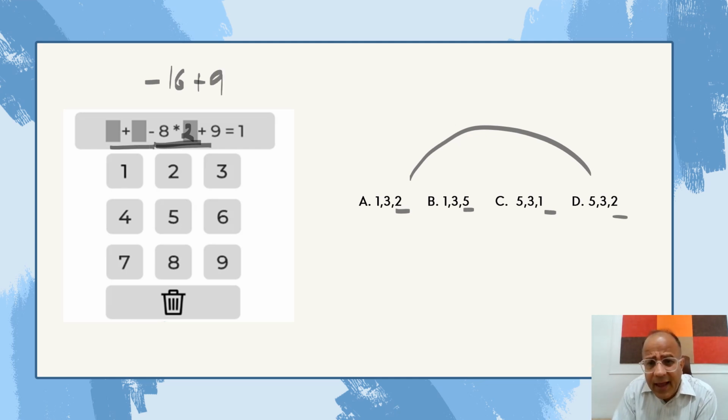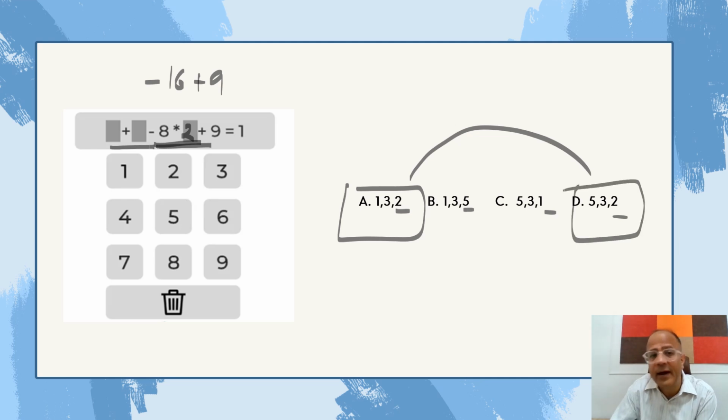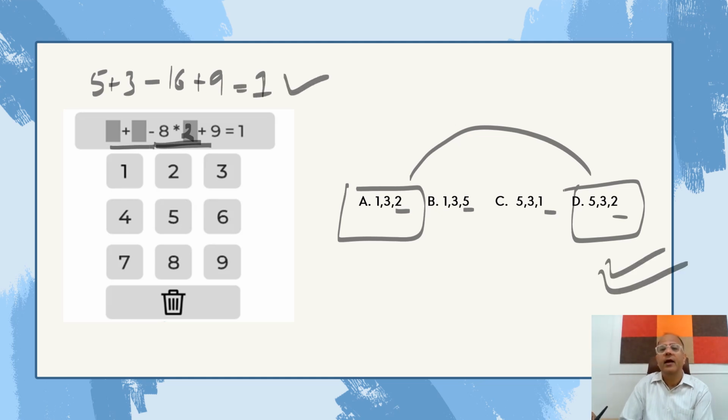Minus 7, and straight away when you just say minus 7, this is not going to add up. This is the one which is going to add up, as in if you add a 5 and a 3, this would effectively make an 8, and a minus 16 would make it a minus 8, and a plus 9 would make it a 1. So this works. So this is going to be my right option.